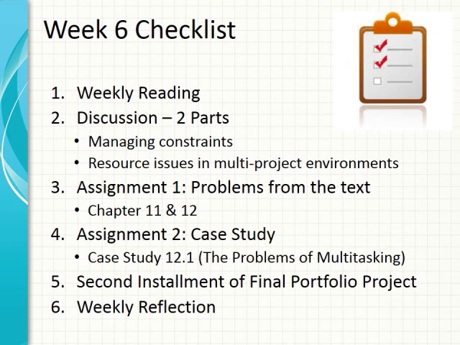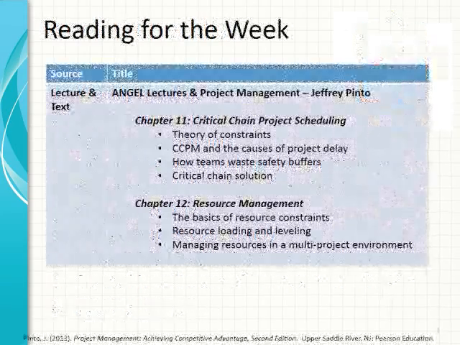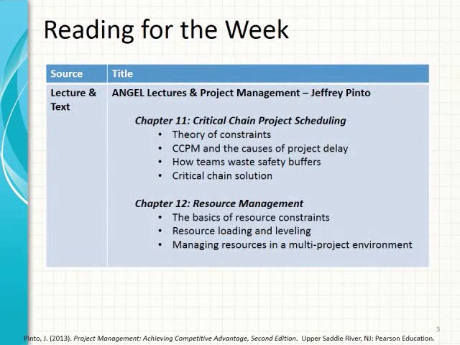Let's dive into some of our main topics for the week. And here's our reading for the week. It all begins with some lectures up in our Angel classroom, and we turn to our textbook, Chapter 11, Critical Chain Project Scheduling, CCPM. Now, that is based on the theory of constraints and how they can, if not properly managed, cause project delays, and how teams waste what they'll call safety buffers, and you'll read about that.